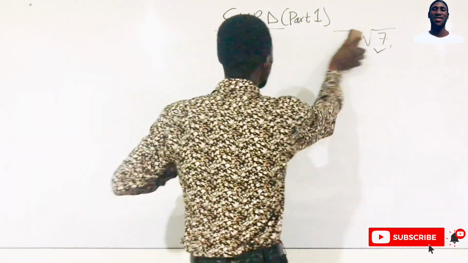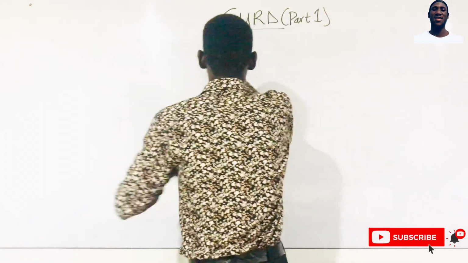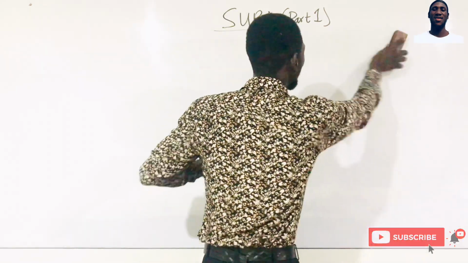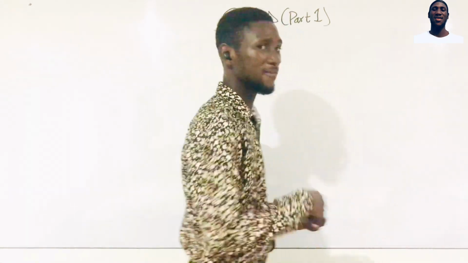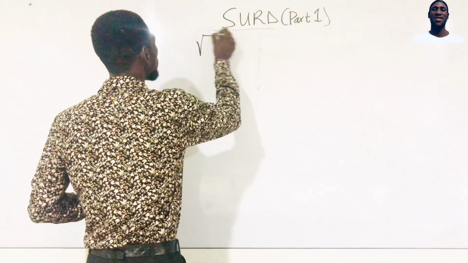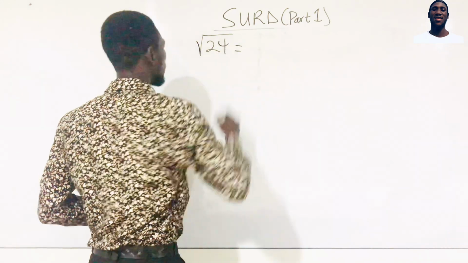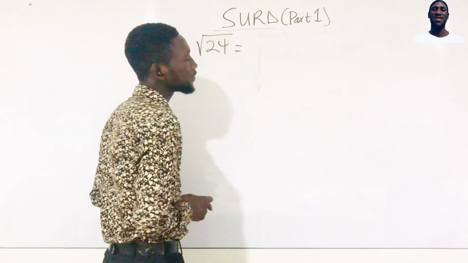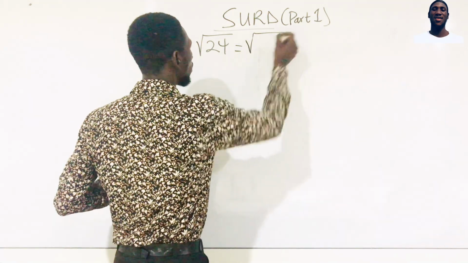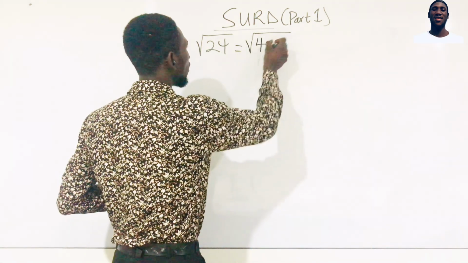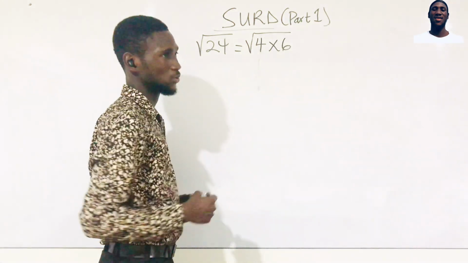If we have gotten that, then let us look at how to simplify, how to reduce a SHS to its simplest form, or how to simplify a SHS form. So let's pick some few examples. Root of 24. Now, root of 24, we are looking for 2 numbers that give us 24. So you have 4 by 6 giving us 24.